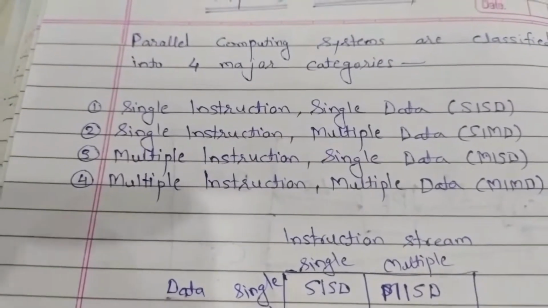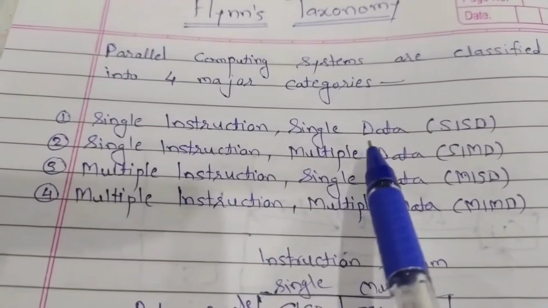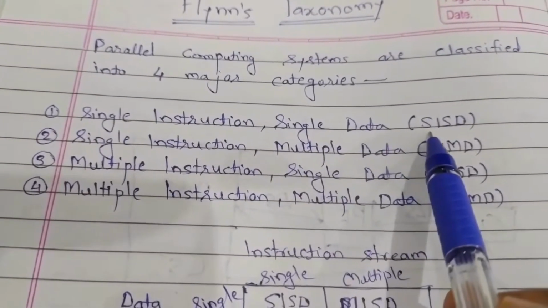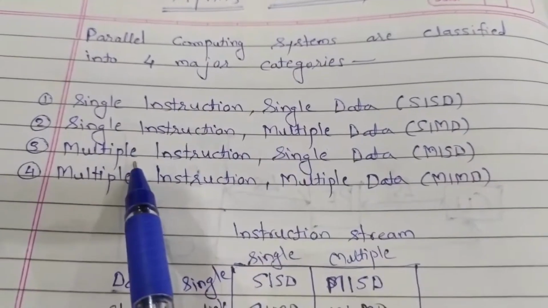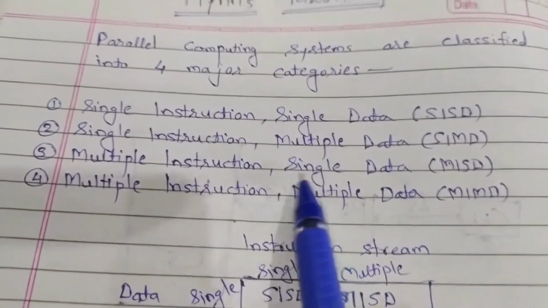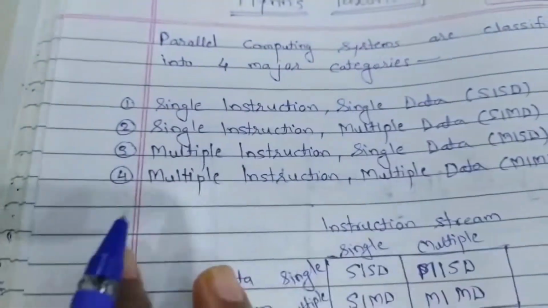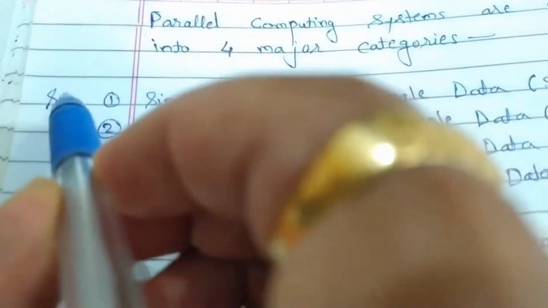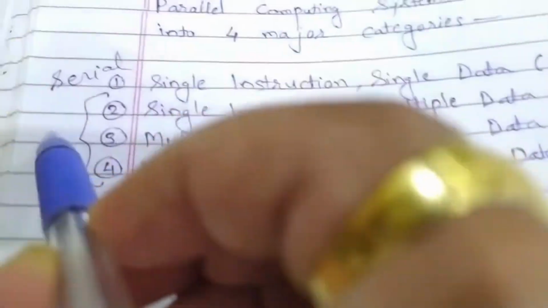There are four major categories. Single instruction, single data, also written as SISD. Single instruction, multiple data. Multiple instruction, single data. Multiple instruction, multiple data. This is also called Flynn's taxonomy. Out of these four categories, this is the serial one, while these three categories are the parallel systems.